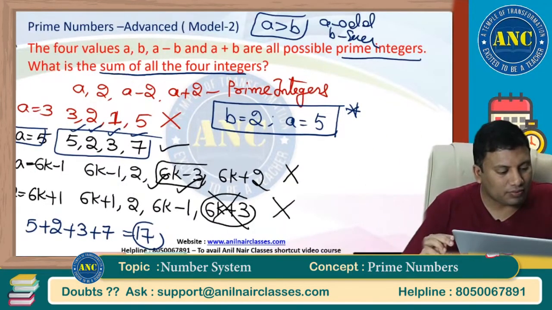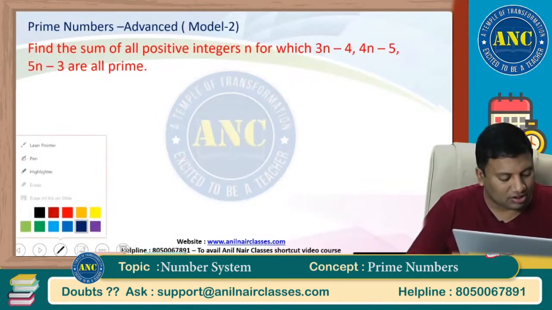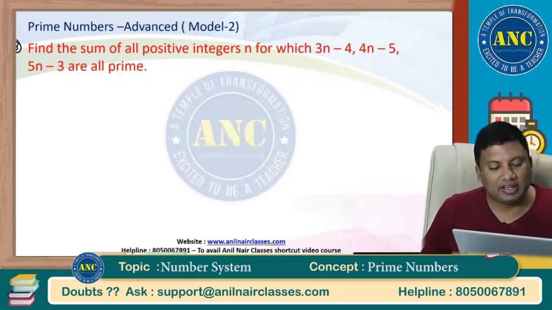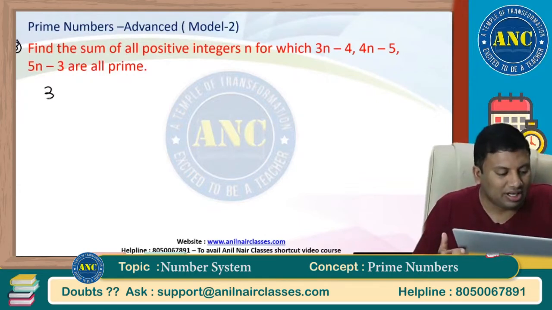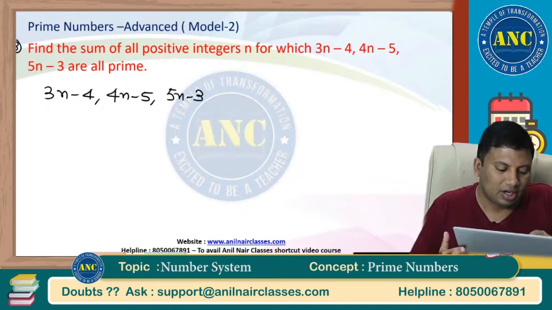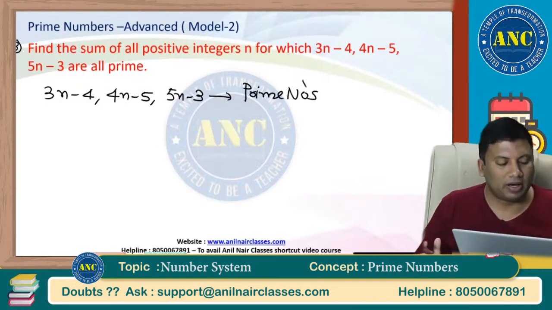Question number 2 done. Next, let us see question number 3. It is also a beautiful question, sir. Same model. Find the sum of all the positive integers n for which 3n minus 4, 4n minus 5, 5n minus 3 are all prime numbers. These all should be prime numbers.